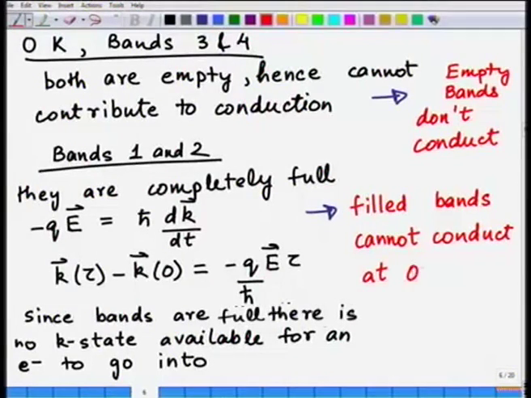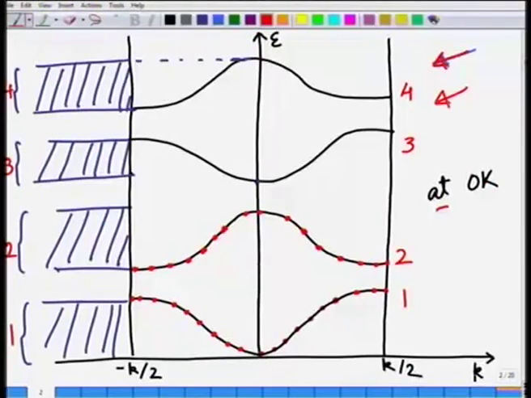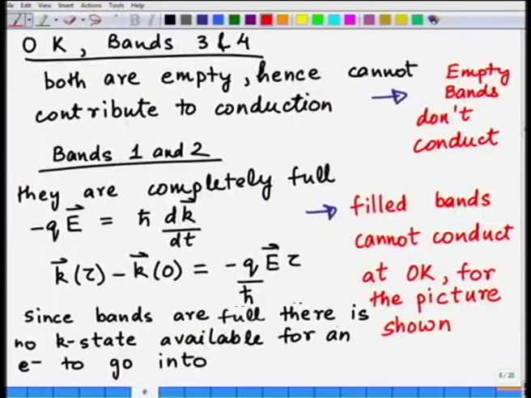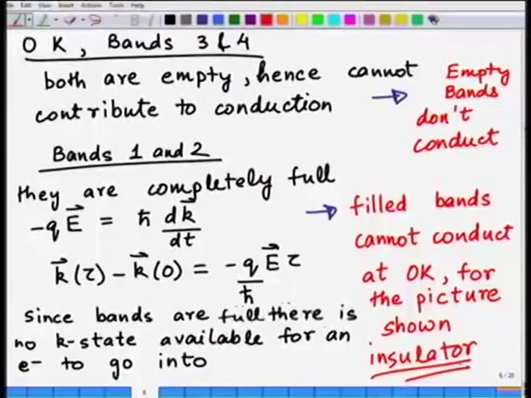At 0 K, for the picture shown, which picture are we talking about? This picture, the first picture right here, at 0 K, in which bands number 1 and 2 are completely full and bands number 3 and 4 are completely empty. You cannot have conduction because of that reason. That means I have a picture of an insulator which cannot be conducting at all.